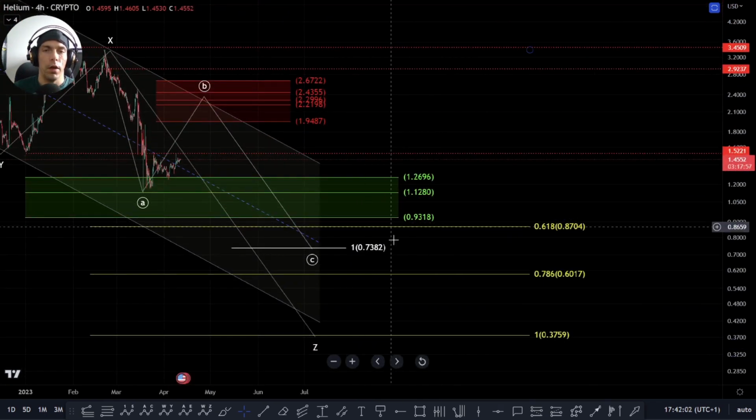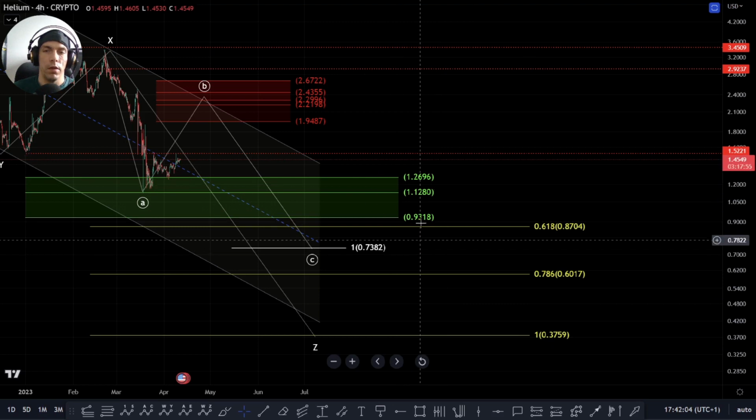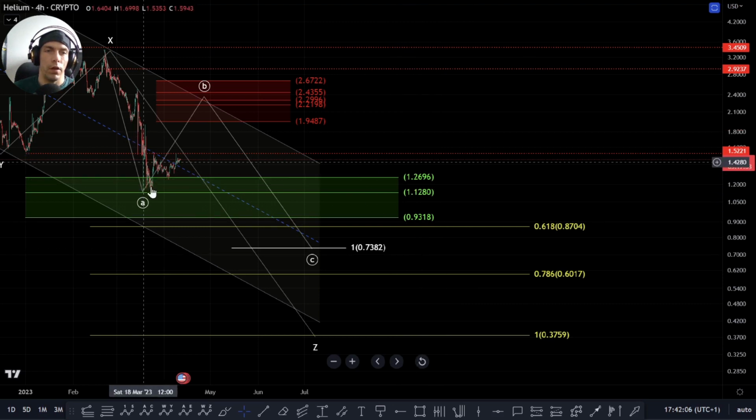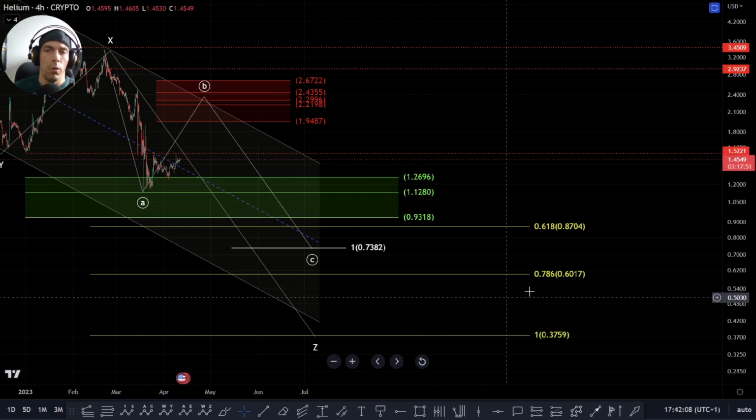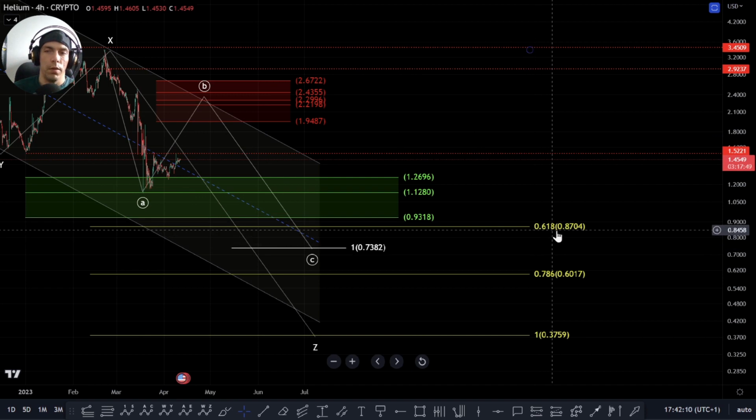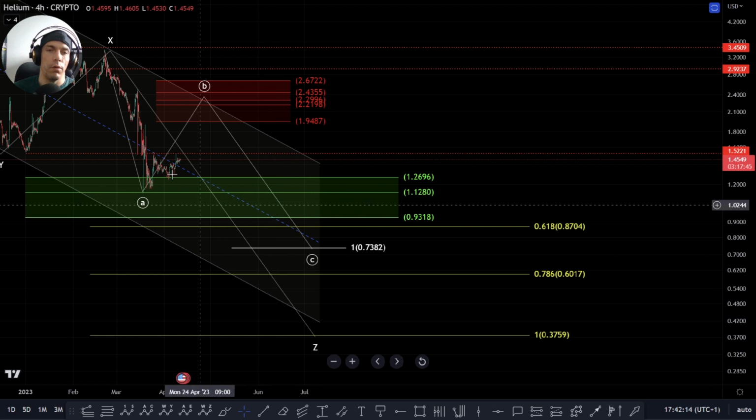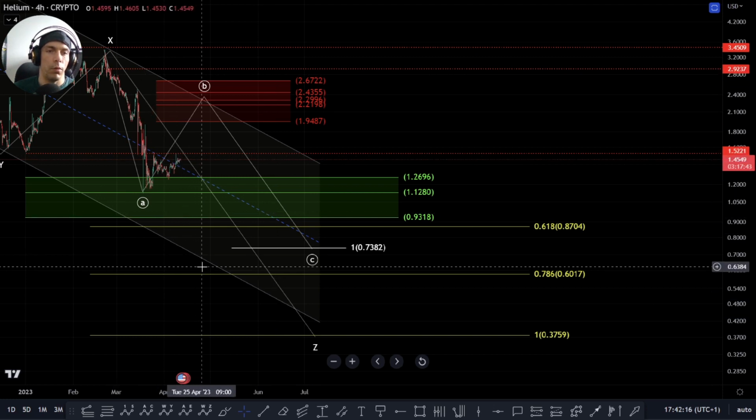So for as long as we remain below this area, just be on the lookout that we could still see lower prices here, whether that's between this 93.18 to this $1.26, another drop for that fifth wave, or if we do push down deeper, this 87 cent, 60 cent, and then finally this 37.54 would be an interesting zone, in my opinion. Okay, I'm going to leave it there.